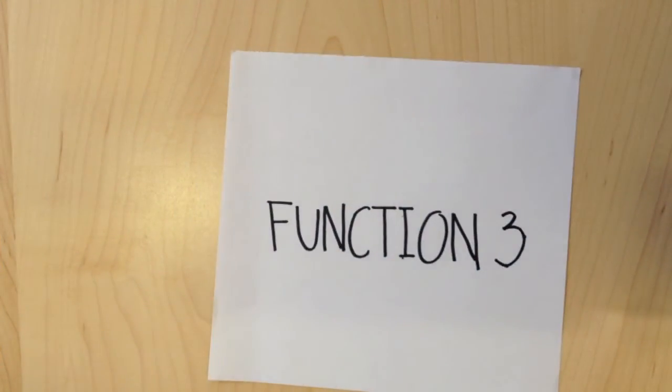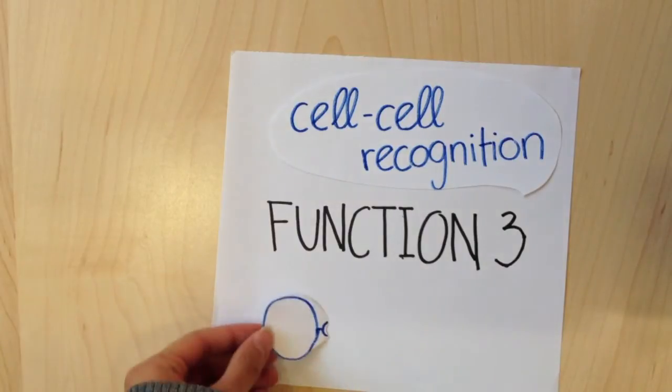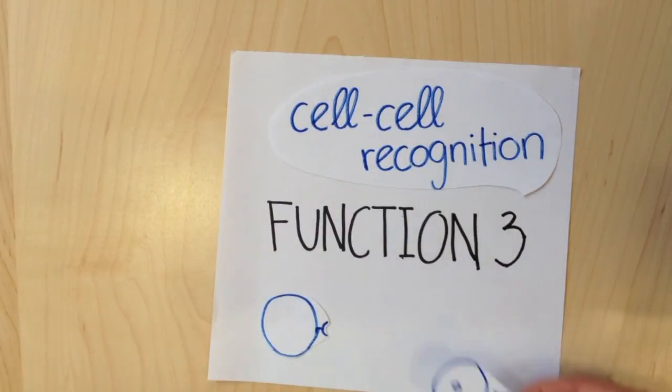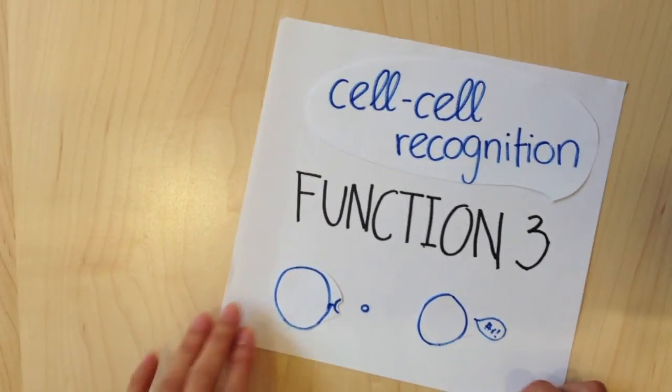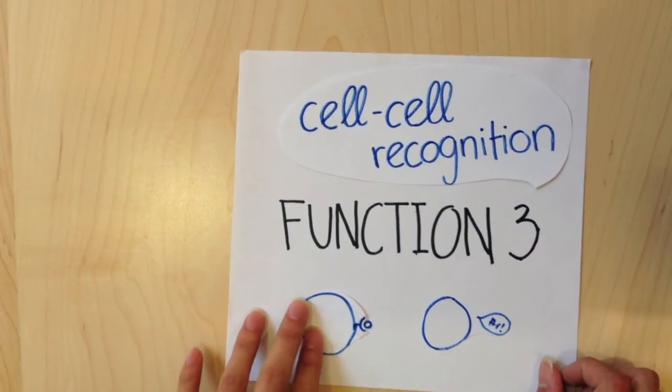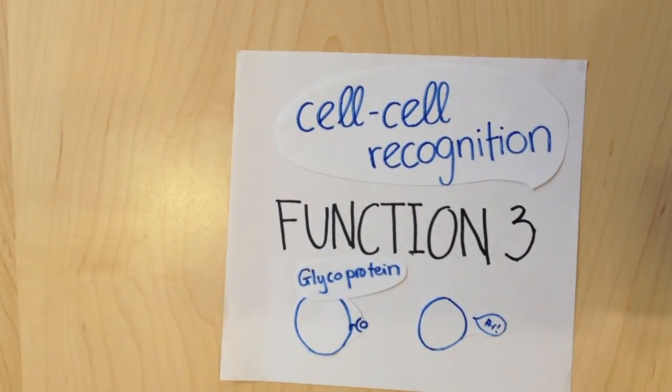Finally comes function 3, which is about cell-cell recognition. So here's a cell, let's call it cell A, and here's cell B. If cell B wants to say hi to cell A, it just releases a signal chemical, and the signal chemical will be received by the receptor on cell A, which is made of glycoprotein. So cell A will finally hear the hi and probably respond.